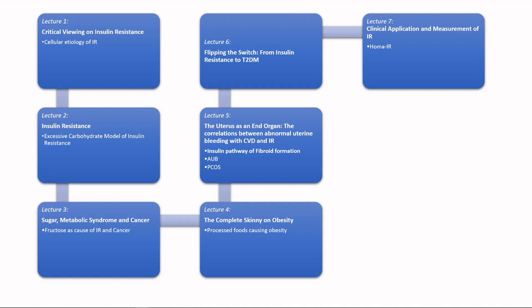Lecture 6 is given by Dr. Ben Bikman, who created the figure regarding insulin resistance and its effects on the previous slide, and he will discuss the pathophysiology of progressing from insulin resistance to frank type 2 diabetes. Finally, we will end with my lecture that discusses how to measure insulin resistance in the clinic and how it can change management. I hope you enjoy Module 3.